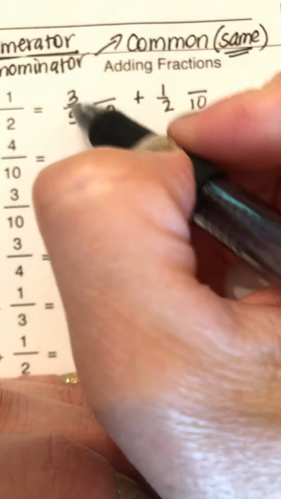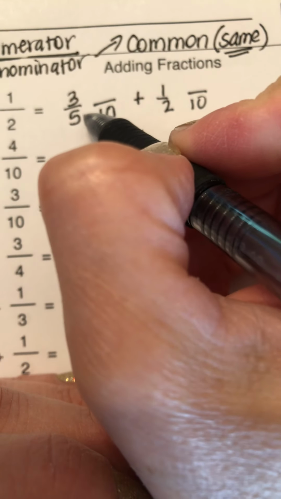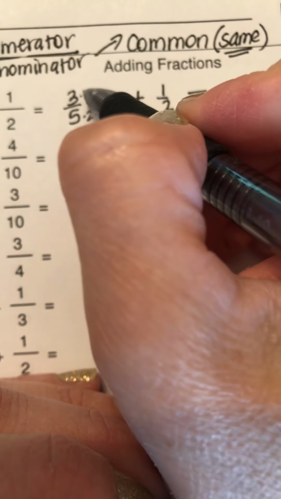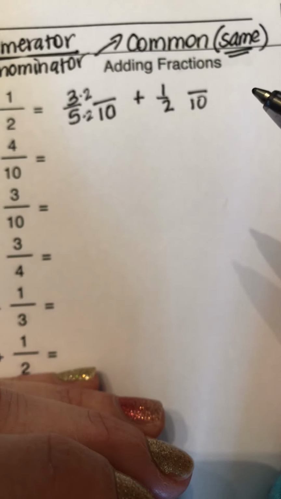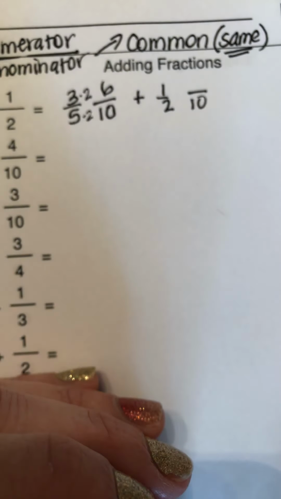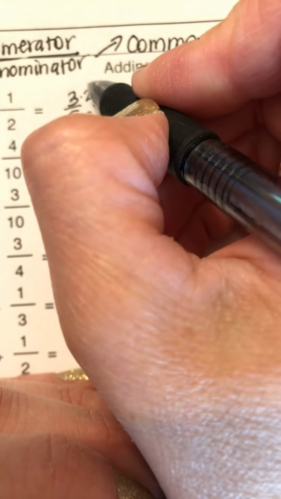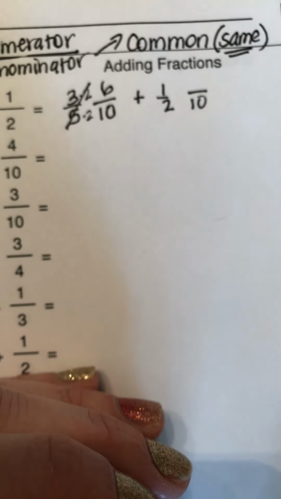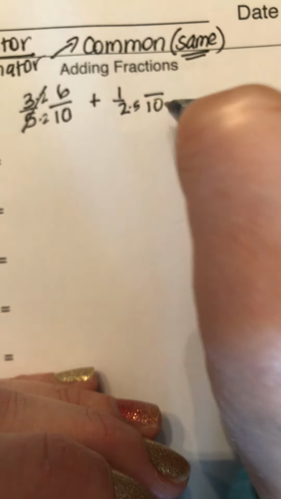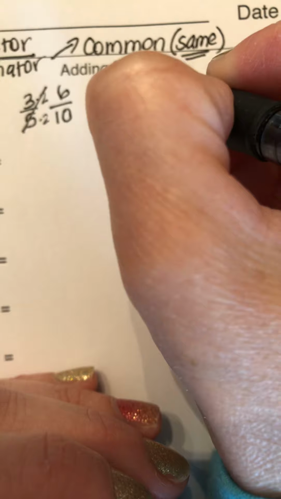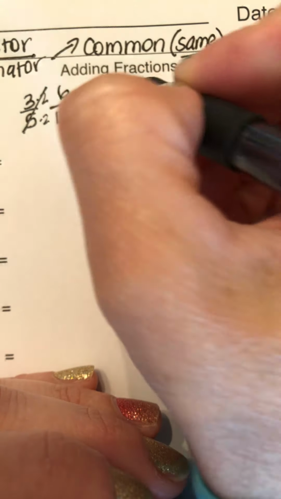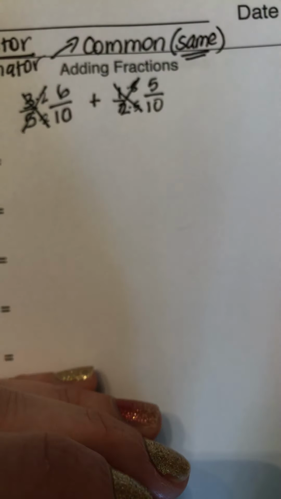So I'm going to sit here and say 5 times what gives me 10? So 5 times 2, and I'm going to write that real small, 5 times 2. And then 3 times 2, I've got to do the same thing to the top to make that common. So 3 times 2 is 6. So 3/5 is the same as 6/10. I'm going to go ahead and mark out my 3/5 so I don't mix up anymore, okay? Now I've got 1/2, and I have to say 2 times 5 would give me 10. So 1 times 5 gives me 5. So I'm going to go ahead and mark that out as well so I don't accidentally use those numbers.